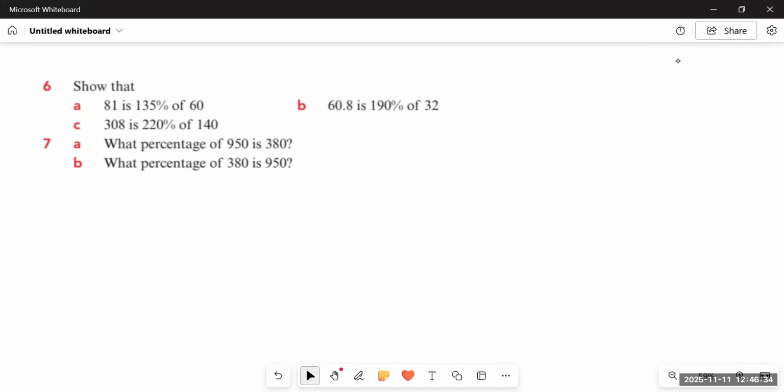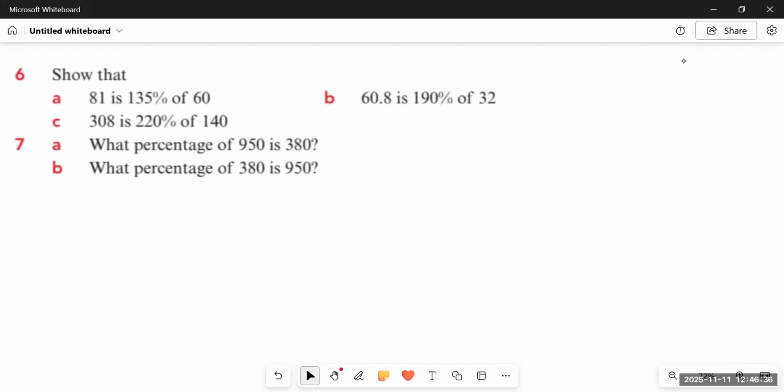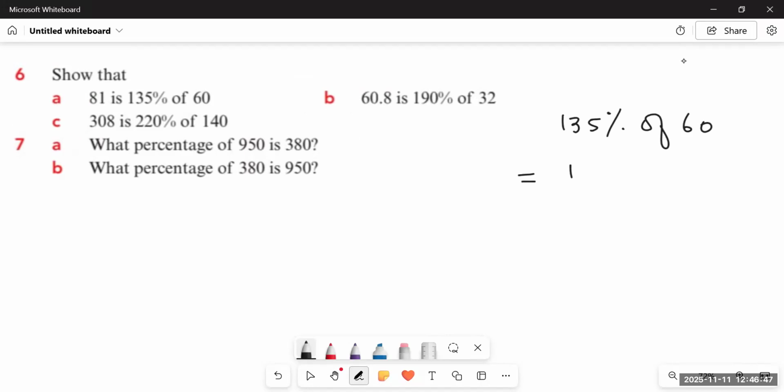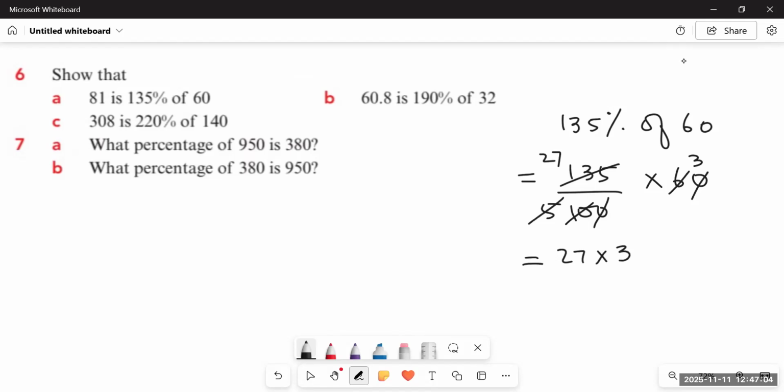Now let's do the next question, which says, show that 81 is 135% of 60. So what are we supposed to do? We will simply solve it. 135% of 60 is equal to 135 over 100 multiplied by 60. We cancel the zeros, and then 27 multiplied by 3 is 81. Hence proved that yes, 135% of 60 is equal to 81.